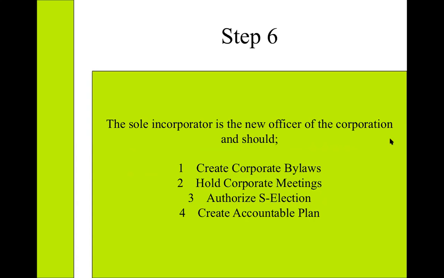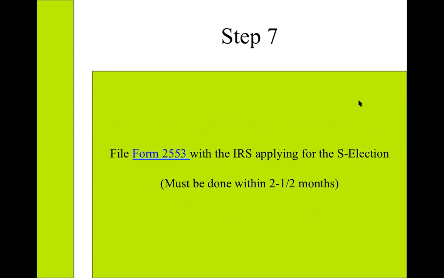That would include home office, vehicles, splitting between utilities, internet, telephone, all of that. Just create an accountable plan. There are steps online on how to do that. You can, of course, ask your accountant or CPA to help you. Also, we're going to look at the S election. So you'll authorize that in the minutes of your meetings.